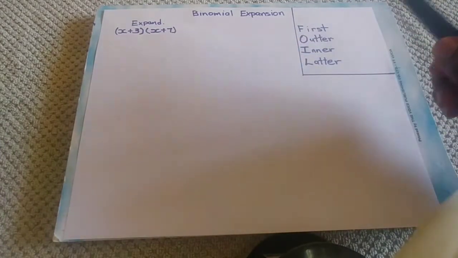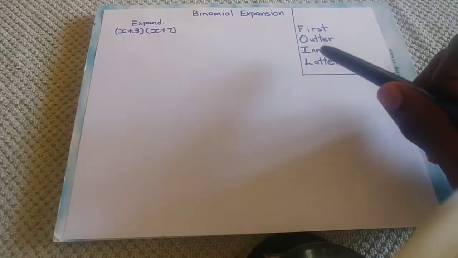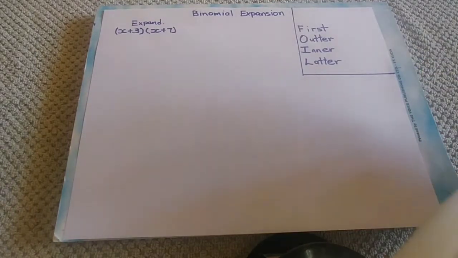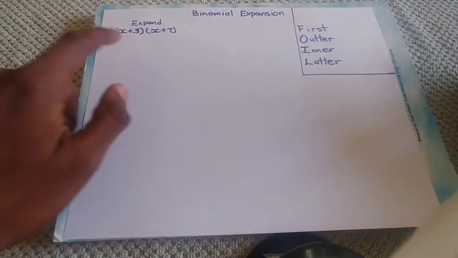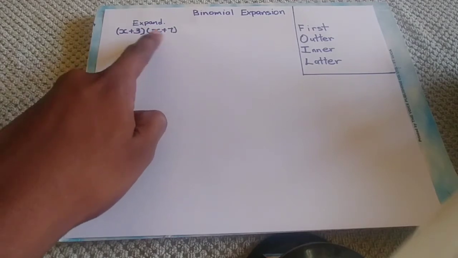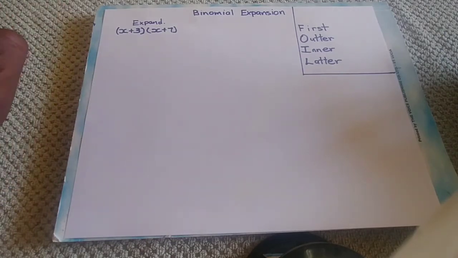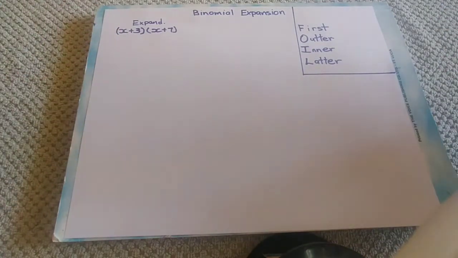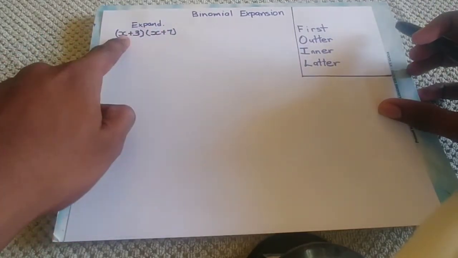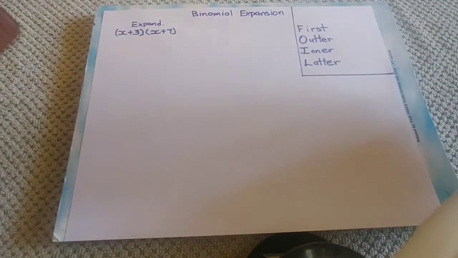FOIL. The F stands for first, the O stands for outer, the I stands for inner, and the L stands for last. What that basically means is you look at the first terms in each bracket, you take them and then you multiply them. Then you look at the outer terms, those that are more towards the ends of the brackets. So this x there and this 7.